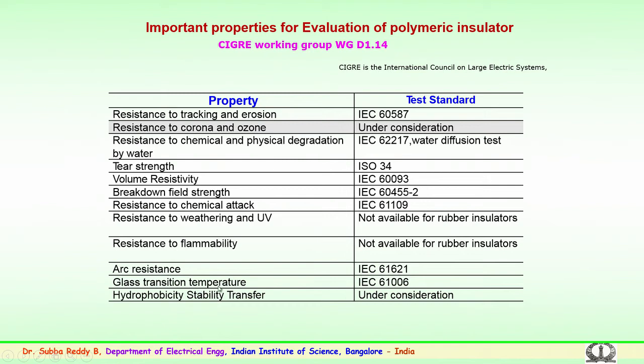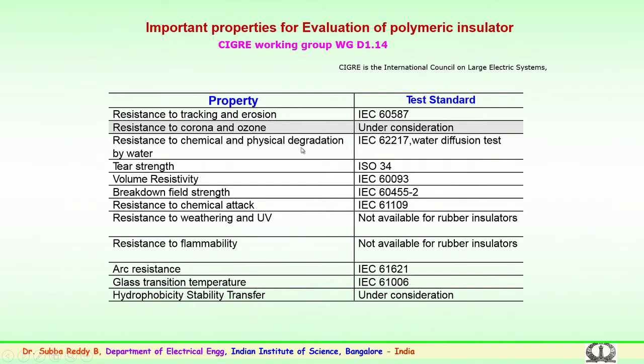Similarly, glass transition temperature is mentioned in IEC 61006, and hydrophobicity is a very important property of the polymer insulator, where the water repellent property on the surface of the polymer insulator has to be verified. So, this is an important property, where hydrophobicity stability is still under consideration. The standard is not yet evolved for hydrophobicity, so many researchers are working on it.